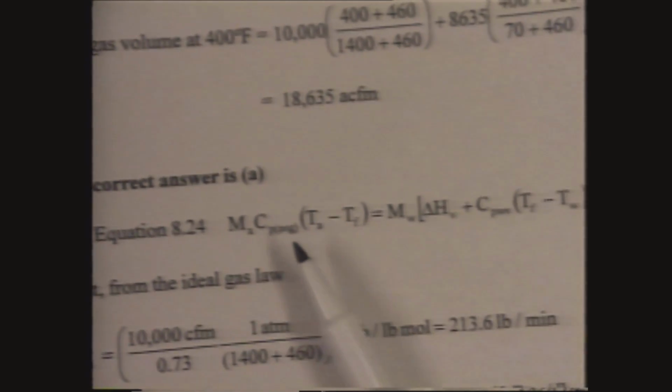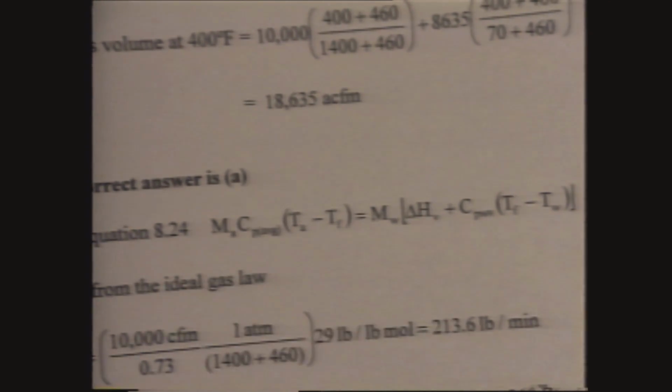And the correct method here is using equation 8-24, again derivable from a mass balance. Here, m times C sub P times delta T for the gases must equal m of the water times the delta heat of vaporization plus the C sub P for water vapor to go from the vaporization temperature up to the final temperature. Refer to chapter 8 for the derivation.